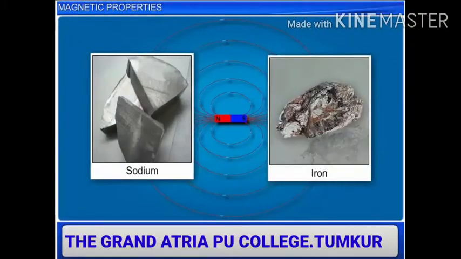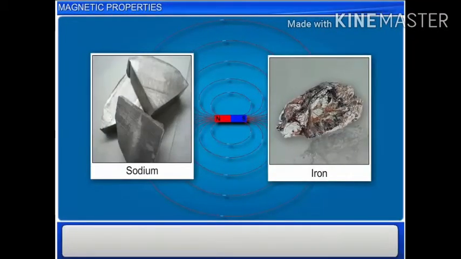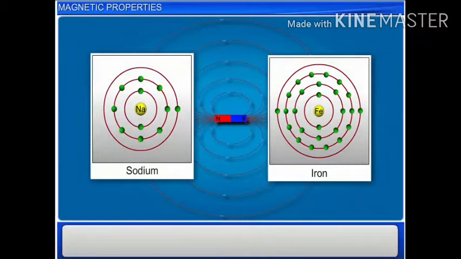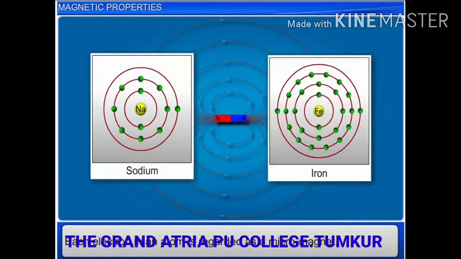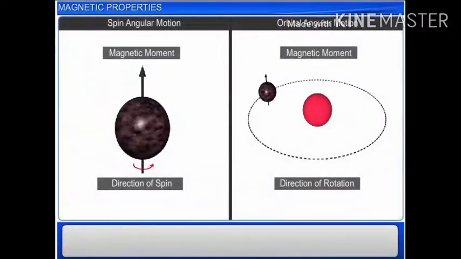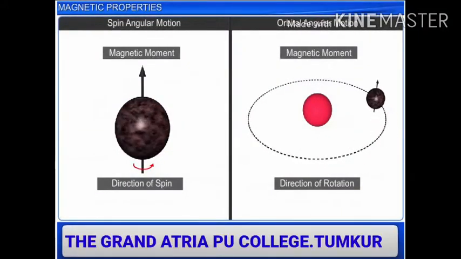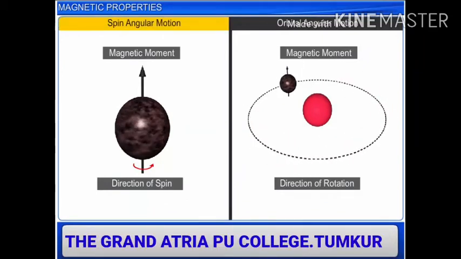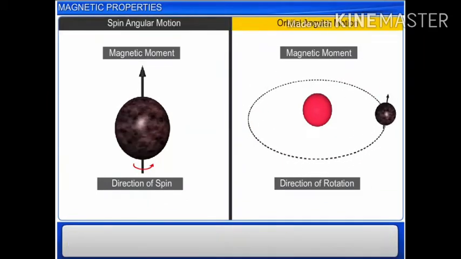Every substance is associated with some magnetic character. The magnetic property of a substance is due to the presence of electrons. Each electron in an atom is regarded as a micromagnet. The magnetic moment of an electron originates from two types of motions, known as spin angular motion and orbital angular motion.